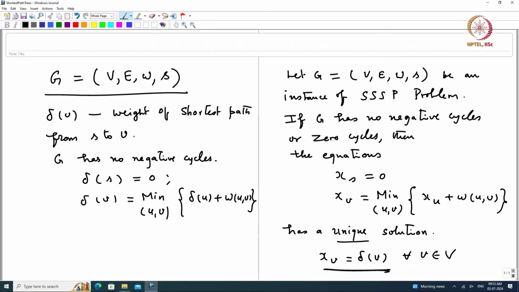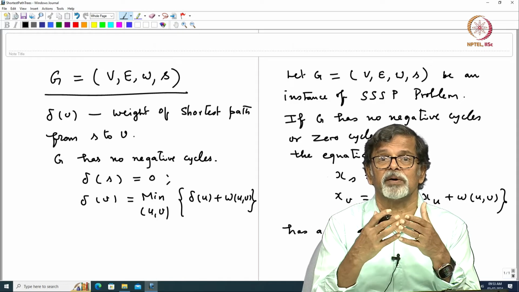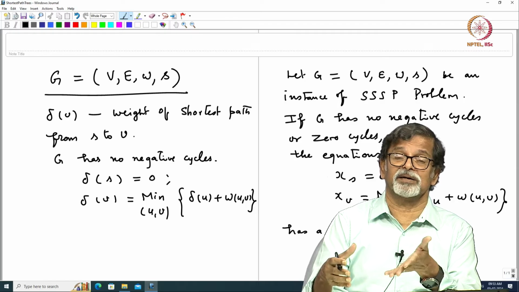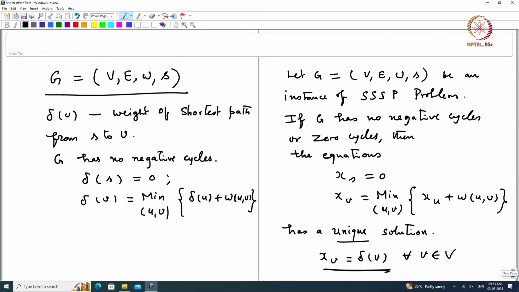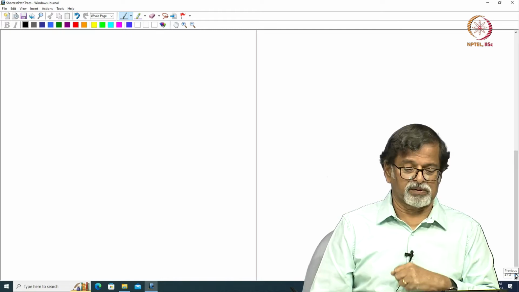Okay. And this gives us, assuming that we are able to solve, the weights of the shortest paths. But what we want is not only the weights of the shortest path, we want those paths themselves. How do we explicitly obtain the paths with this length? We have to look into that, and fortunately the solution contains enough information about the shortest path itself. Okay.